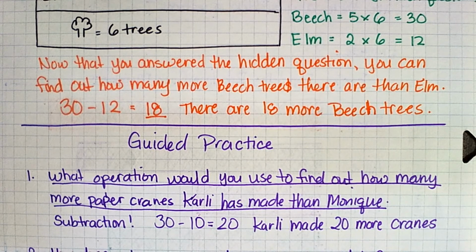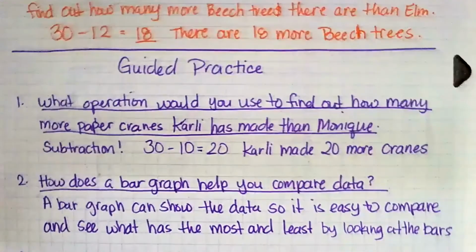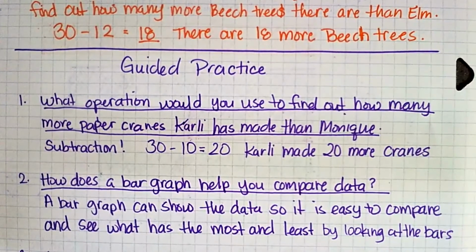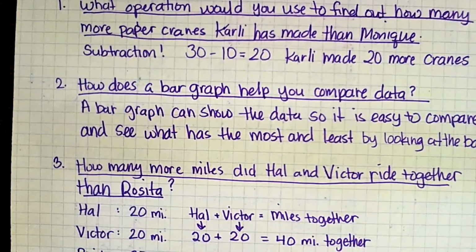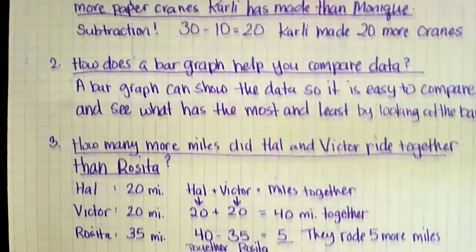For number 2, how does a bar diagram help you to compare data? A bar diagram can show the data, so it's easy to compare and see what has the most and the least by looking at the bars. So remember, the taller bars or the longer bars have the most, and the shorter or the smaller bars have the least. Your last question says, how many more miles did Hal and Victor ride together than Rosita?